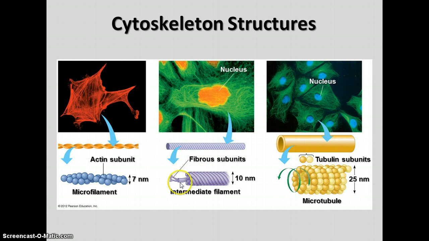Second structure is a fibrous subunit called an intermediate filament. Notice it kind of looks like a rope with several different members twisted around each other. You see them here around the outside of, within, and near the cell nucleus.